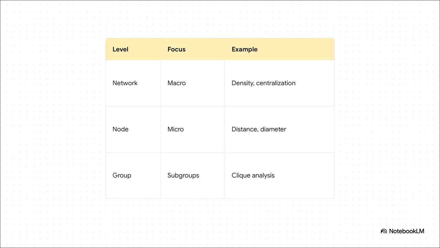You're asking questions about the entire network's density and shape. Then you can zoom in to the micro level, where you're just looking at a single tree or one person. And right in the middle, you have the meso level, which is like looking at a specific grove of trees, finding those small groups and communities.